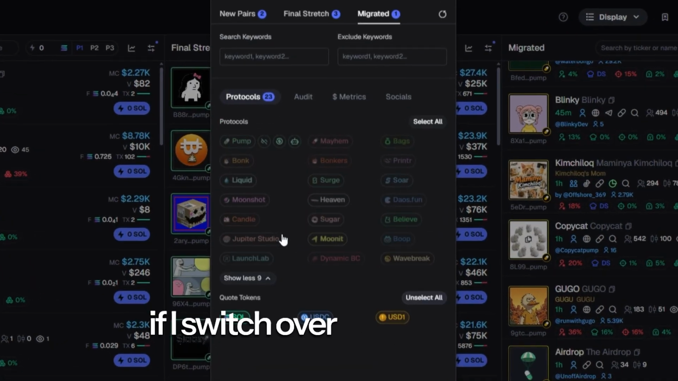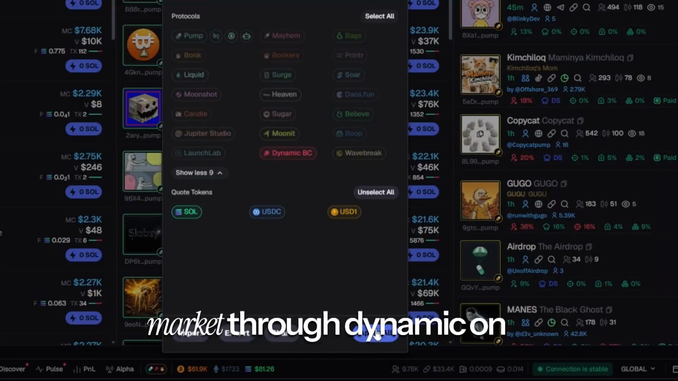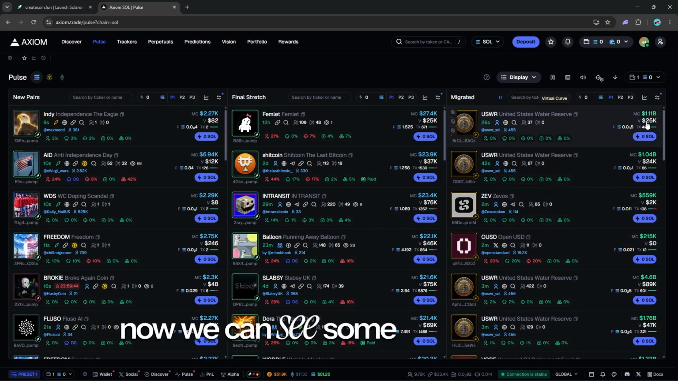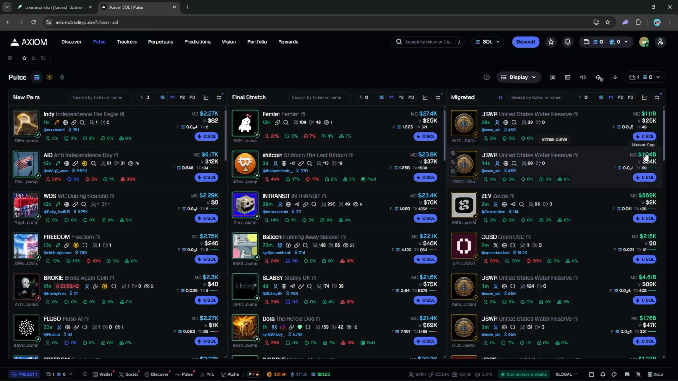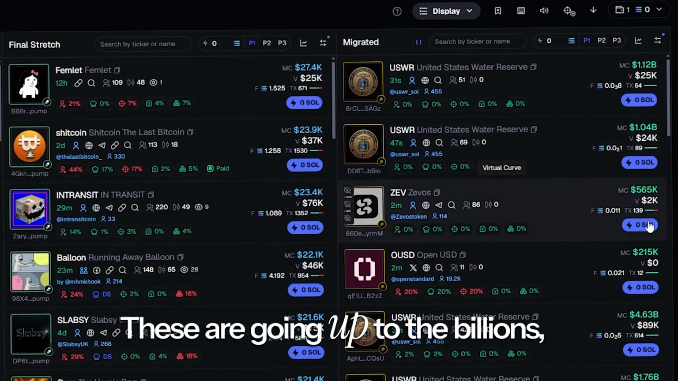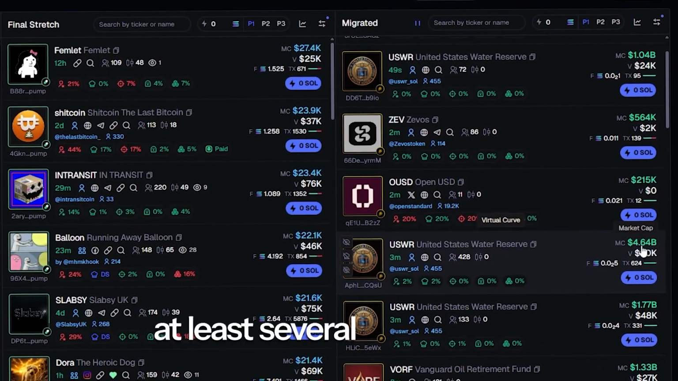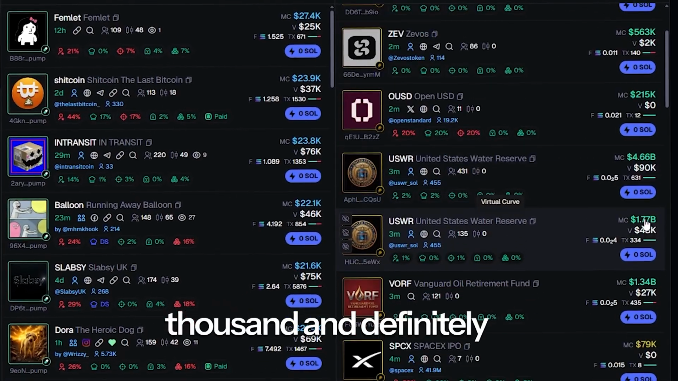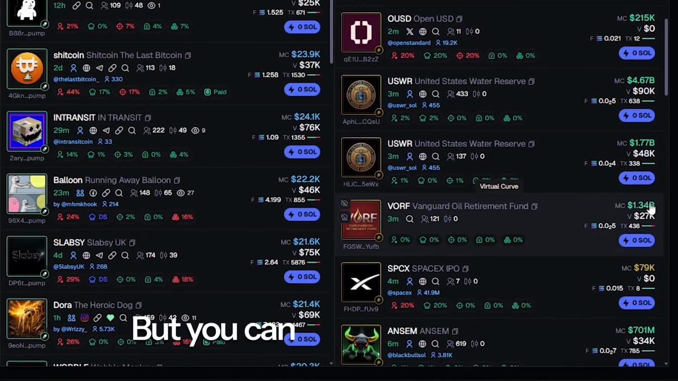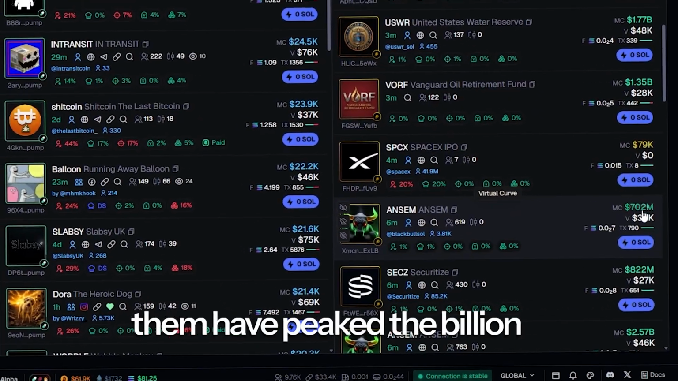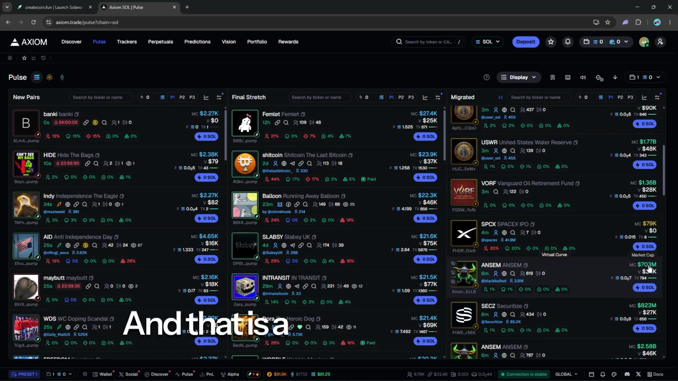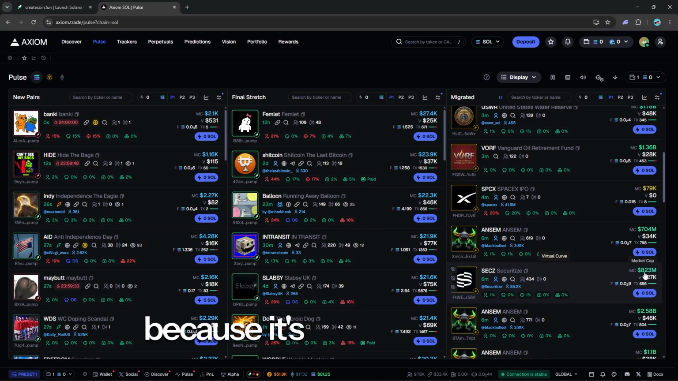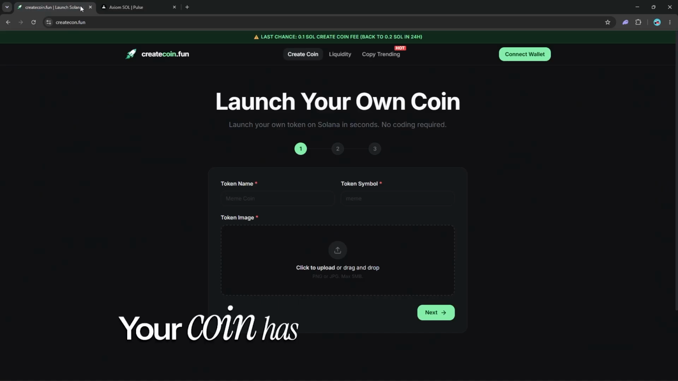Now, if I switch over to the Meteora market through Dynamic on Axiom, now we can see some real market potential with these coins. Coins are going up to the billions, okay? At least several hundred thousand and definitely in the hundreds of millions. But you can see here a few of them have peaked the billion mark, and that is a market that we're going to take advantage of because it's not full of shit coins. Your coin has room to breathe.